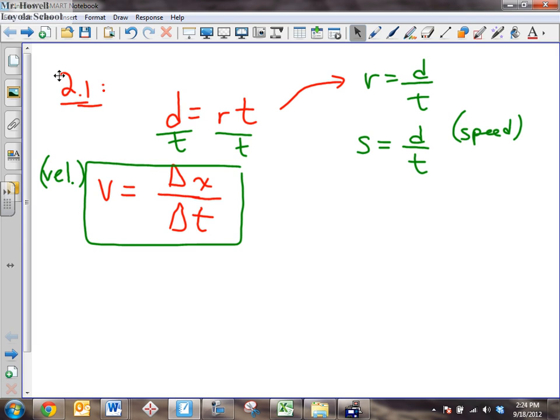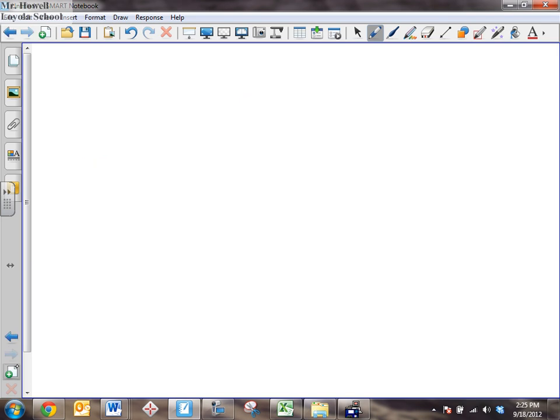So again, velocity is displacement over time. Speed is distance over time. This is distance for d here. Again, this is distance. This is displacement. You know the difference there. So for the example we're going to look at, let's say you travel across the country. Okay? We have these formulas written down, people? Okay, you travel across the country.